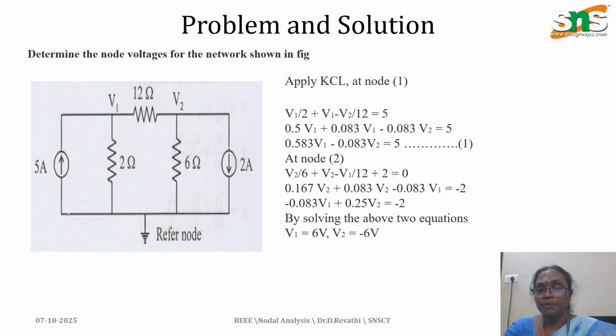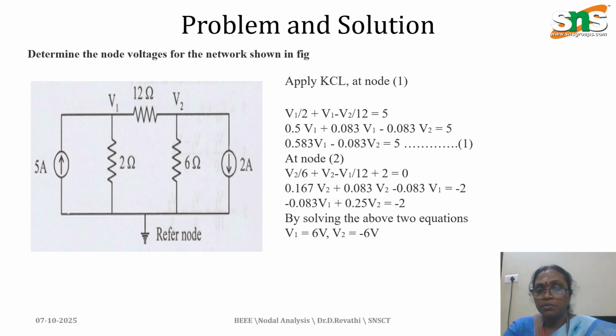For example, we are applying KCL at node 1. So find the value of V1 with respect to ground. V1 divided by 2, plus there is a resistor, 12 ohm, connected to V1 also, and 5 amps is connected to node 1. So we have considered three elements: 12 ohm, 2 ohm and then 5 amps. First we write V1 with respect to the 2 ohm, that is V1 by 2.